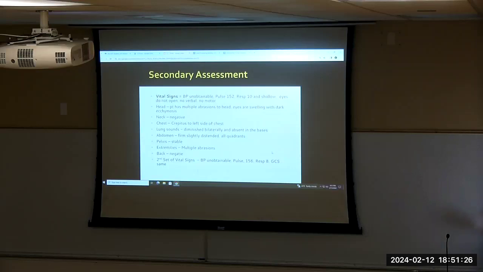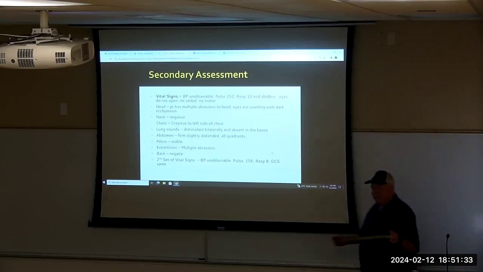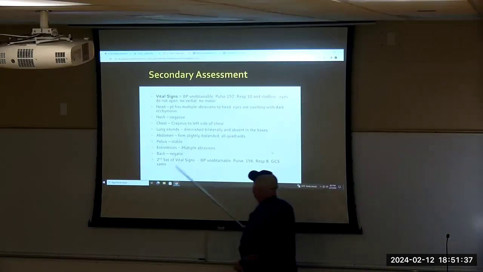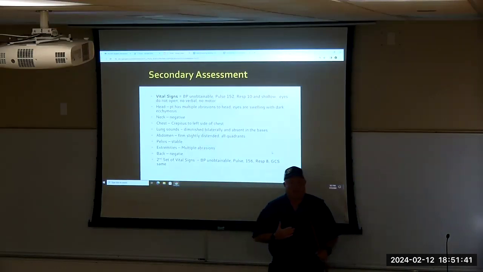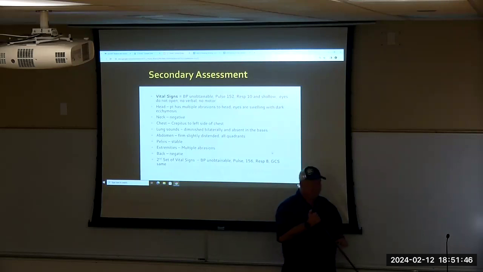All right, head. He's got multiple abrasions to his head. His eyes are swelling with dark ecchymosis. What's ecchymosis mean? Well, it's discoloration of the skin, but yes, those are raccoon eyes. His neck's negative. He's got crepitus to one side of his chest. Crepitus is when you palpate and you feel and hear crunching sounds of broken bones.